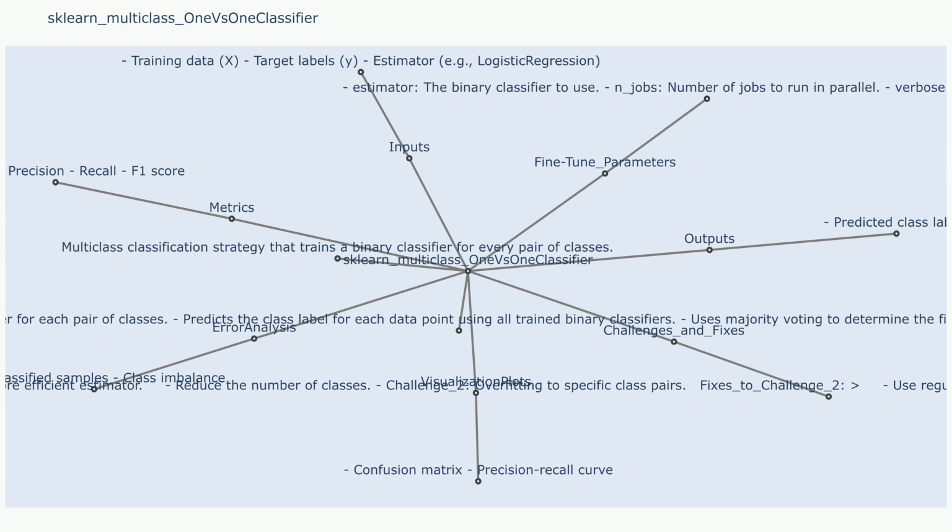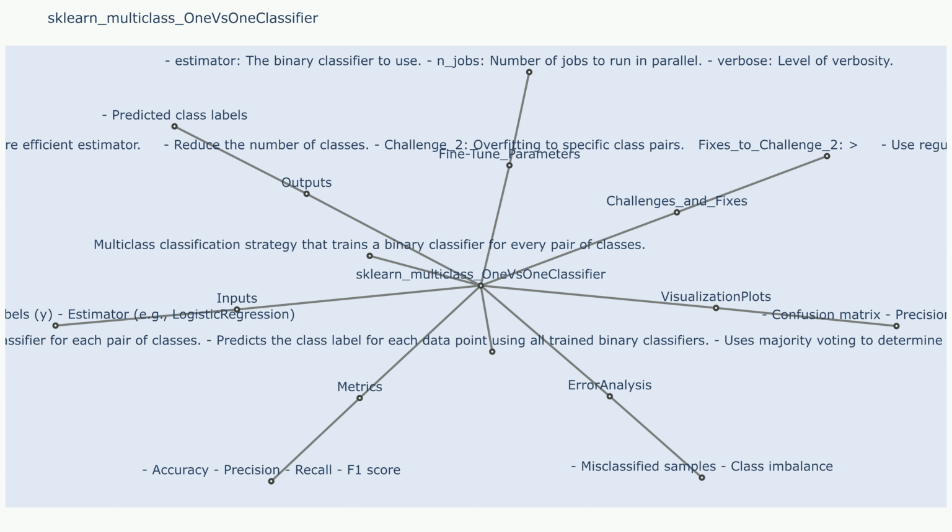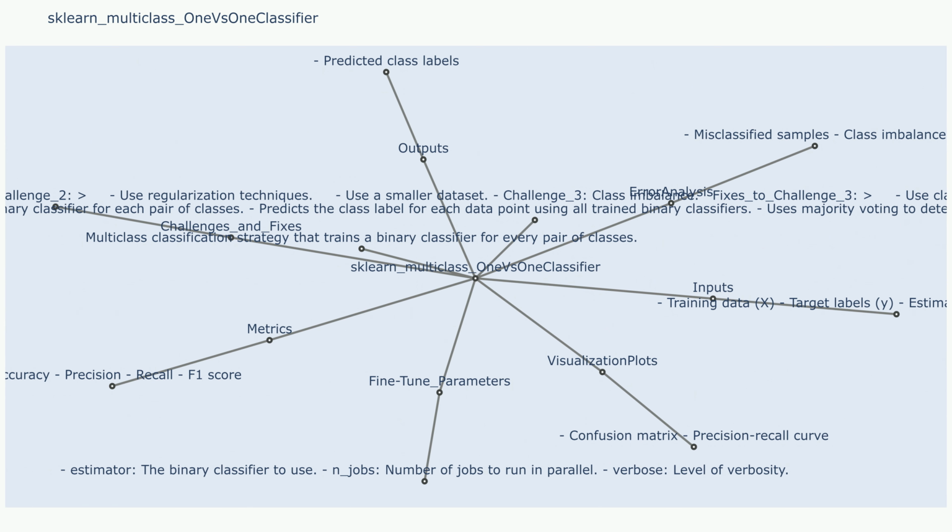Metrics: accuracy: the ratio of correctly classified samples to the total number of samples. Precision: the ratio of correctly classified positive samples to the total number of samples predicted as positive. Recall: the ratio of correctly classified positive samples to the total number of actual positive samples. F1 score: the harmonic mean of precision and recall.